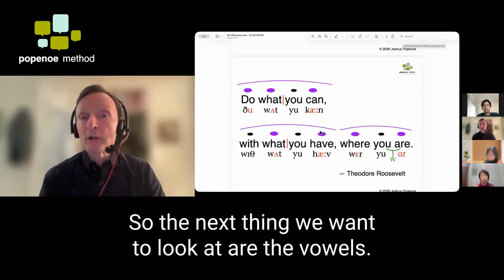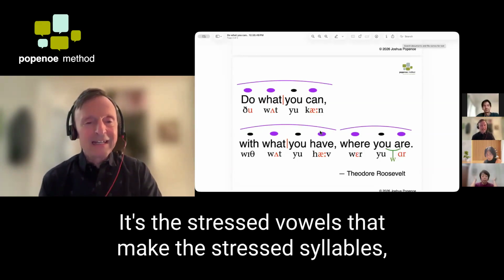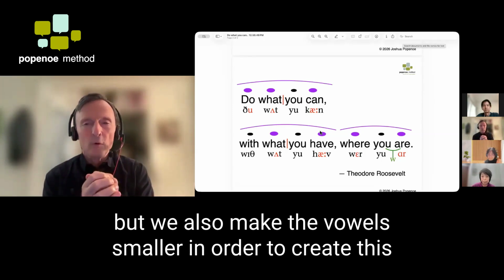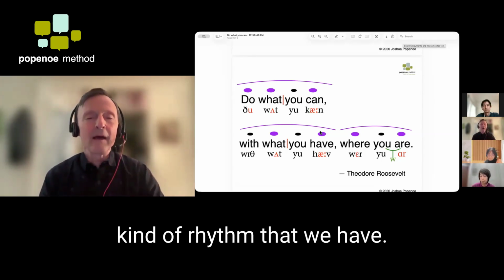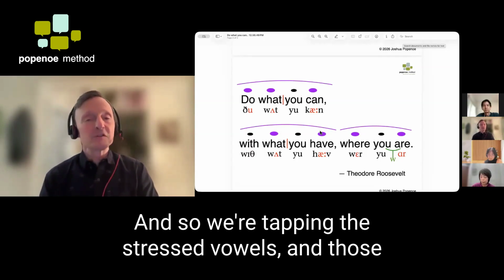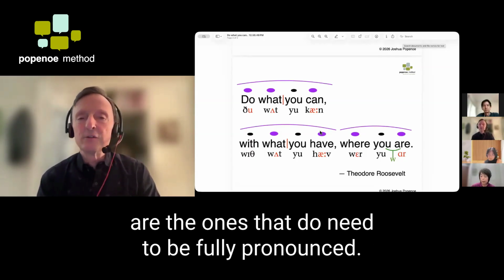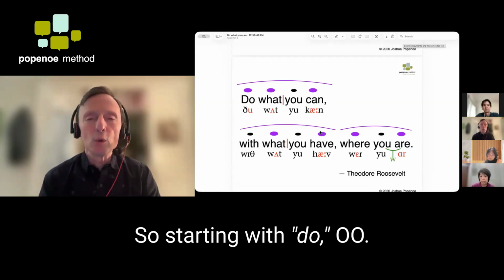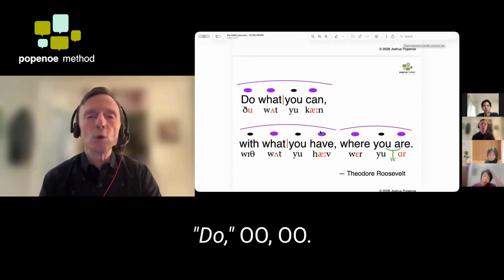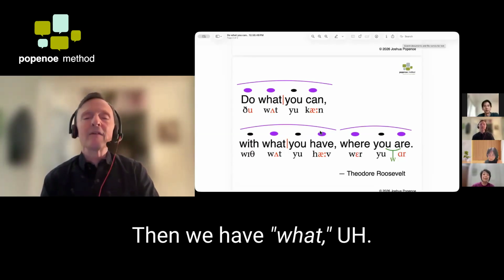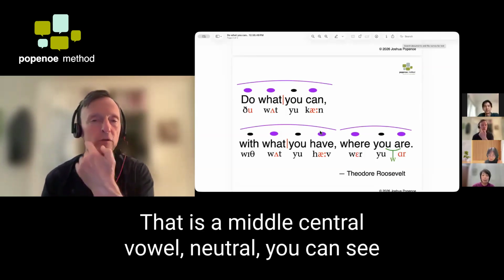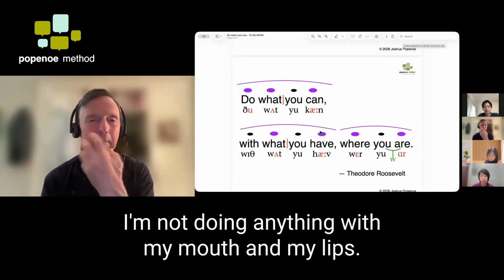So the next thing we want to look at are the vowels. It's the stressed vowels that make the stressed syllables, but we also make the vowels smaller in order to create this kind of rhythm that we have. And so we're tapping the stressed vowels, and those are the ones that do need to be fully pronounced. So starting with do, ooh, do. Then we have what, that is a middle central vowel, neutral. You can see I'm not doing anything with my mouth and my lips.